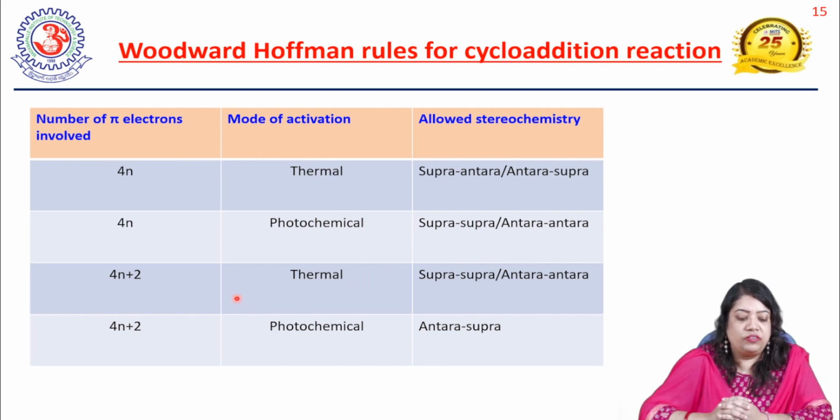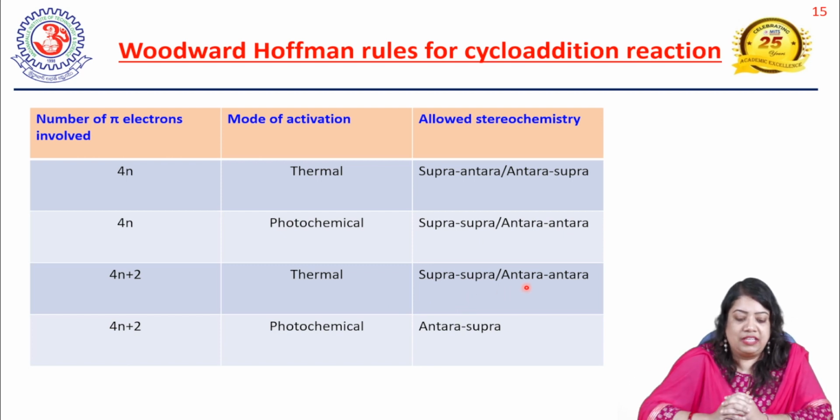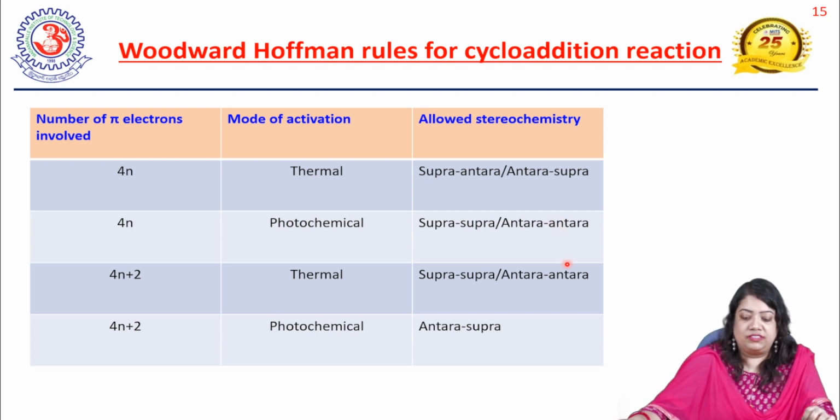And if we consider 4n plus 2 pi electron cycloaddition reactions, when the mode of activation is thermal, the allowed stereochemistry is supra-supra, and when the mode of activation is photochemical, the allowed stereochemistry is supra-antara. And since supra-supra interaction is geometrically favorable, most 4n plus 2 cycloaddition reactions go via supra-supra mode of overlap only, and that means 4n plus 2 cycloadditions go via thermal activation only.